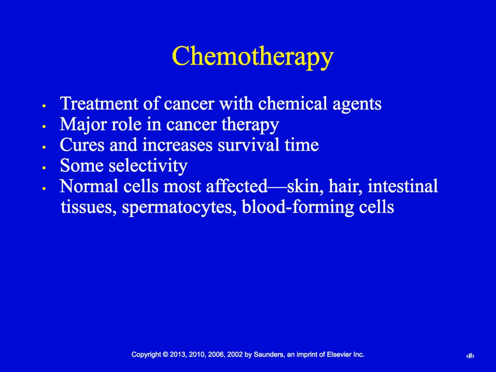Chemotherapy can also affect some of our healthy cells as well. These are listed there: the normal cells that are most affected are the skin, hair, intestinal tissues, spermatocytes, and blood-forming cells. Typically, why those cells are so much affected is because they're our most rapidly changing cells that occur naturally in our body. So the chemo typically will affect those cells because it's targeting cells that are rapidly changing.